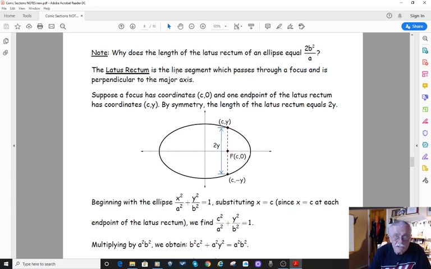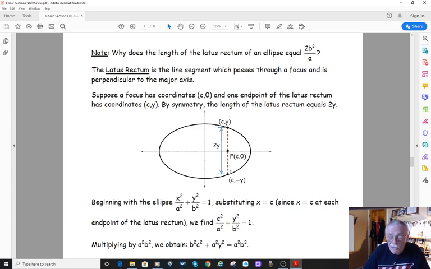Latus rectum, let's just do a review, is the line segment which passes through a focus. I'm just drawing one here. There would be another one here. It is a line segment which passes through a focus and is perpendicular to the major axis. In this case, it's wider than it is high, so this is a horizontal major axis. So the latus rectum is going to go through a focus perpendicular to the major axis, and it's dotted in red. What we want to show is that its length is 2b squared over a.